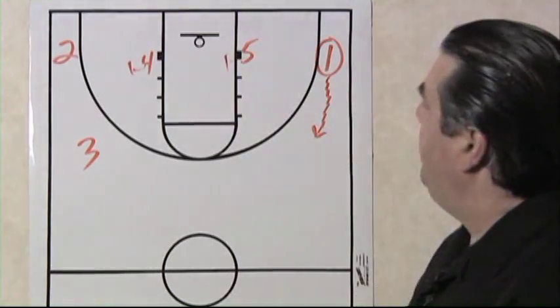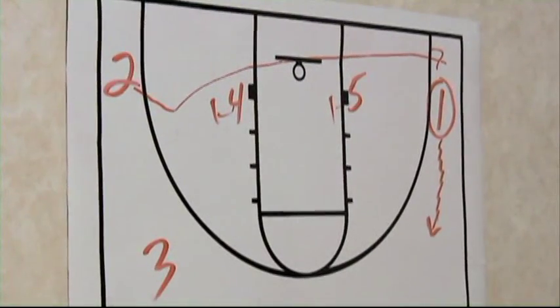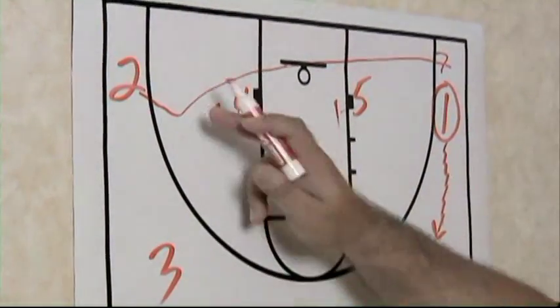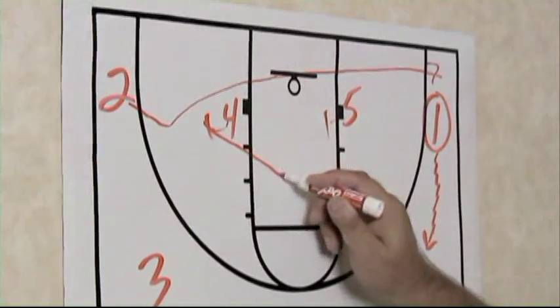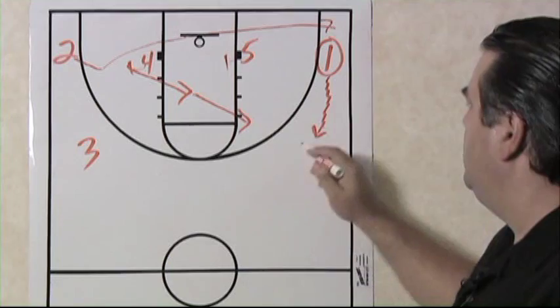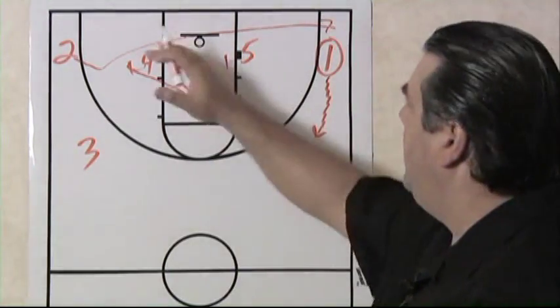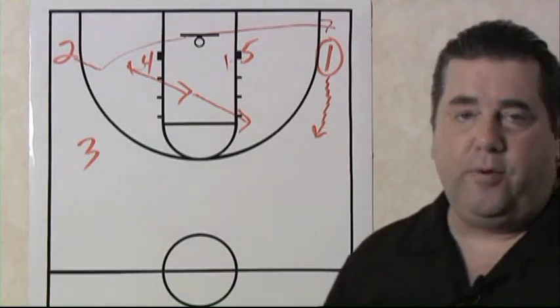4 and 5 will now repeat their action and set a double staggered screen for number 2 cutting to the ball side corner. Again, once 2 comes off of 4's screen, he will flash to the middle and look for the basketball from 1. If he doesn't get it, he'll continue to the high post. So 1 is looking in the middle, and he's also looking for 2 getting open in the corner off the double staggered screen from number 4 and 5.